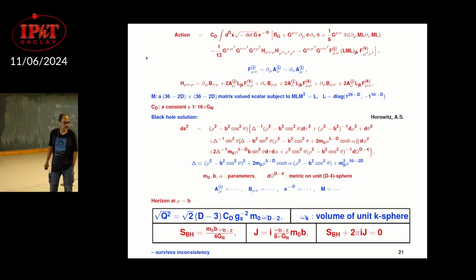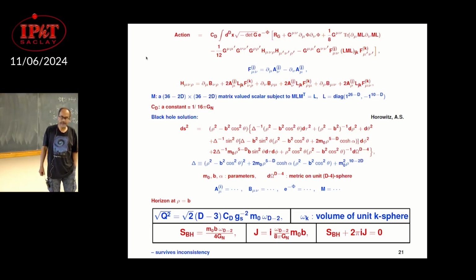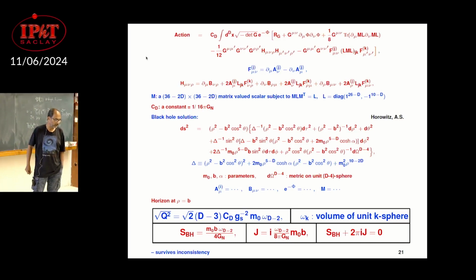So this is heterotic supergravity? Yes, just heterotic supergravity. In how many dimensions? In d dimensions, where 10 minus d is the number of compact dimensions.